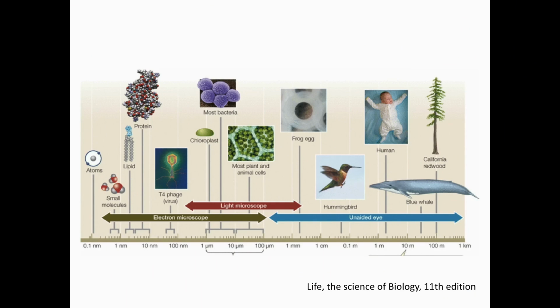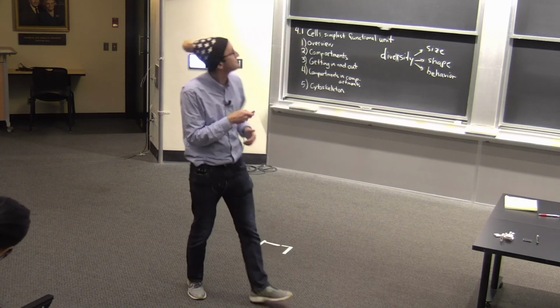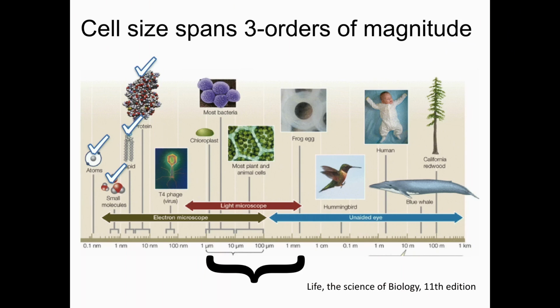and I just want to start by kind of just pointing out that until now in the semester, we've dealt mainly with very small things, such as atoms, small molecules, lipids, and proteins. And the size of these structures, they're on the nanometer scale, okay? Now cells are a unit up in size. And cells span several orders of magnitude in size.